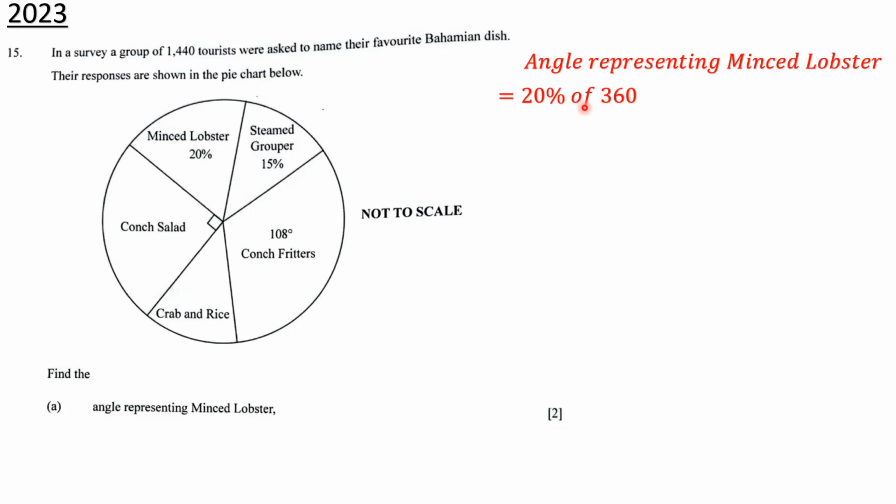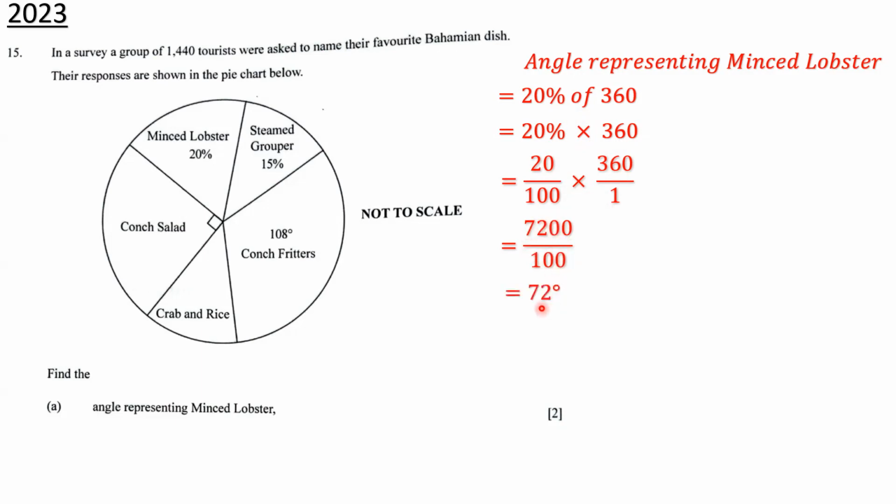Every time we use "of," we're going to multiply. So we write 20% multiplied by 360. And we have 20 over 100, that's what 20% is, multiplied by 360. We multiply the 20 times 360, you get 7,200, and we multiply 100 by 1 to get 100. Then we divide 7,200 by 100, and that gives us 72 degrees. So the angle representing minced lobster is 72 degrees.